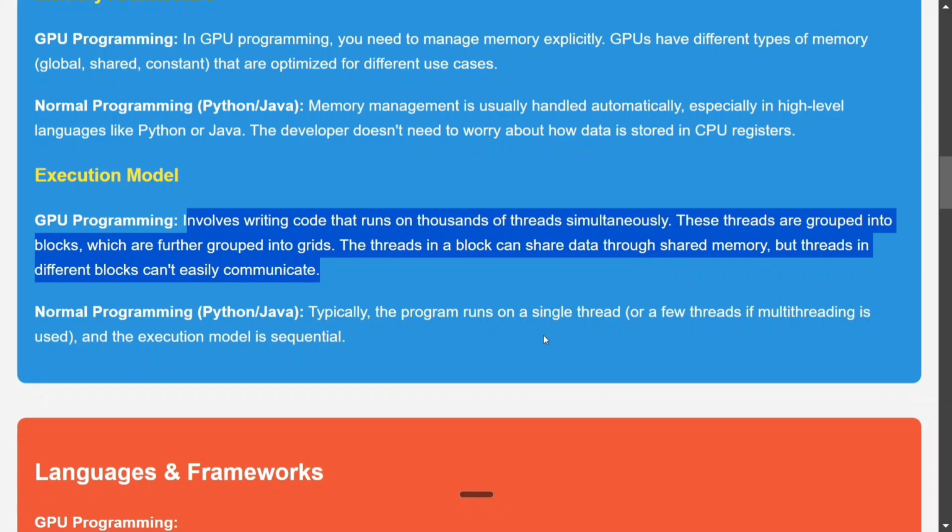Multi-threading you might be doing, but that you would be doing explicitly, right? And that too for very few threads. So don't assume multi-threading to be parallelism when comparing with GPU programming for now. Assume that most of the time the program runs on a single thread.